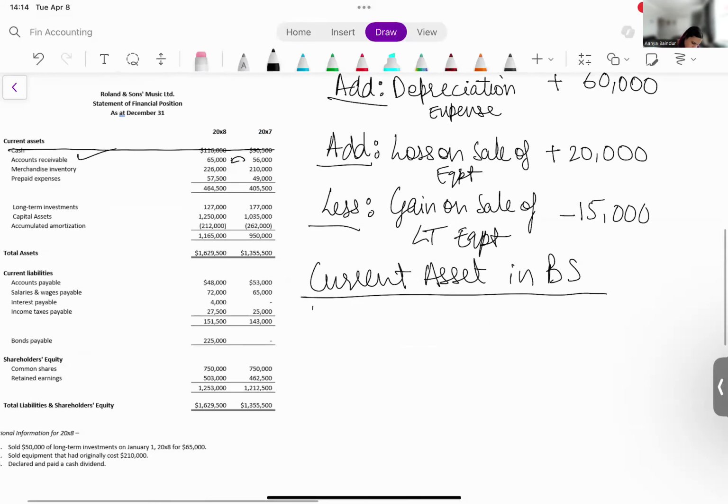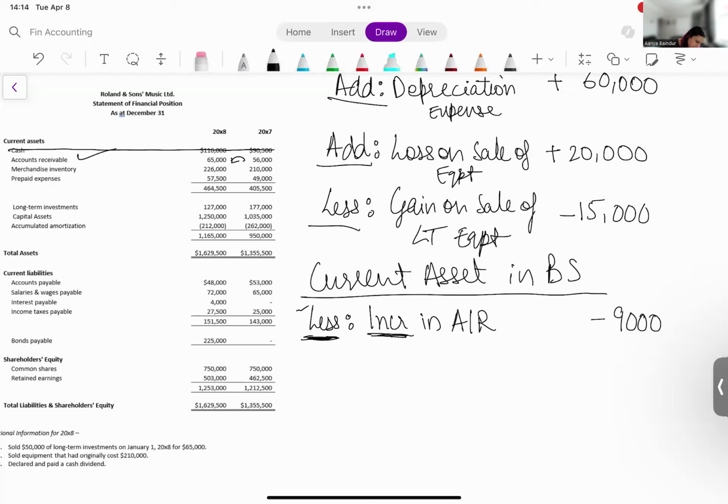So let's do less increase in accounts receivable. Now this is where it's important to write less or add, increase, and whatever the account is. This is why it's important to include both, because you can see that for assets, we follow the opposite rule. So it increased, which means we are deducting this amount out. So it increased by 9,000. So let's subtract 9,000.